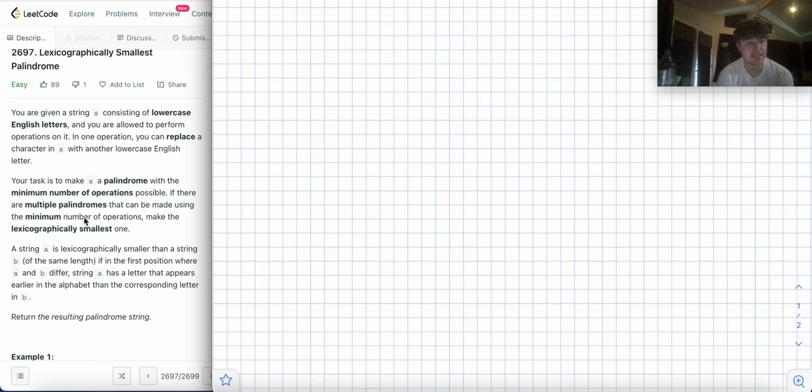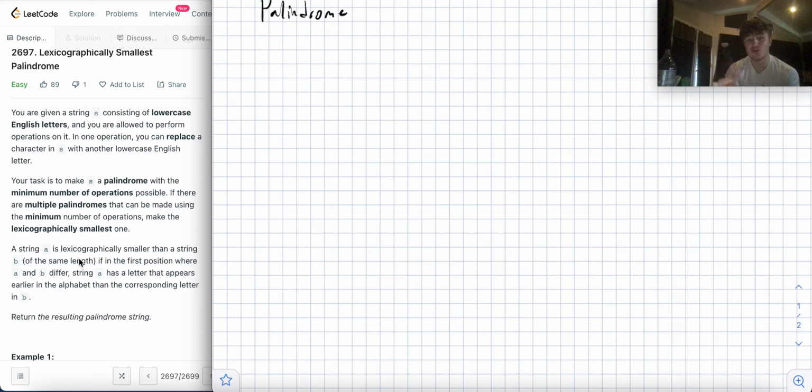String A is lexicographically smaller. So there's kind of two things we need to understand if we're doing this problem. Since we're doing it easy, it's fair to assume that if you're watching this, you may not know these simple ideas that constantly show up but are outside the realm of normal things you do on a day-to-day basis. So first, what is a palindrome? A palindrome is simple.